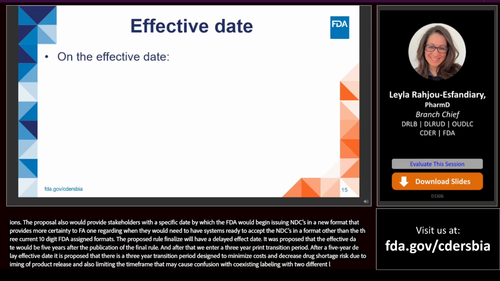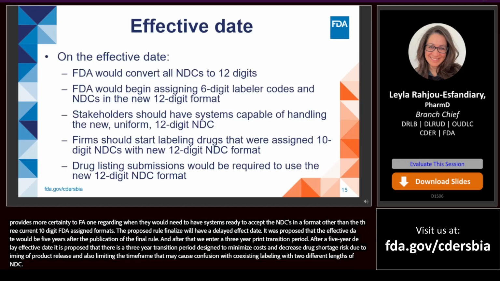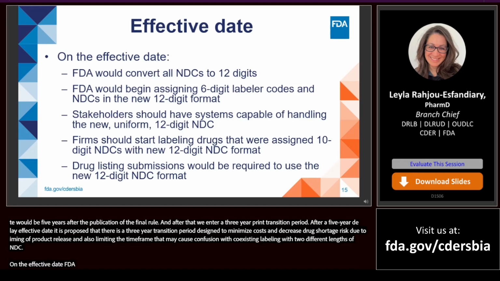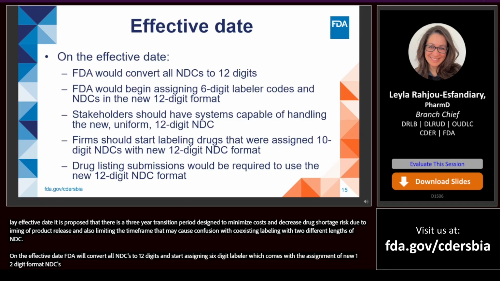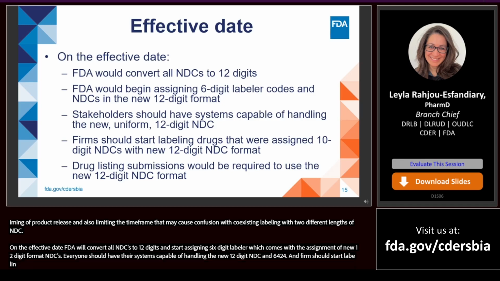So on the effective date, FDA will convert all NDCs to 12 digits and start assigning 6-digit labeler codes, which leads to assignment of new 12-digit format NDCs. Everyone should have their systems capable of handling the new 12-digit NDC in the 6-4-2 format, and firms should start labeling drugs that were assigned 10-digit NDCs with the new 12-digit 6-4-2 format, and that is on or after the effective date, not before then.